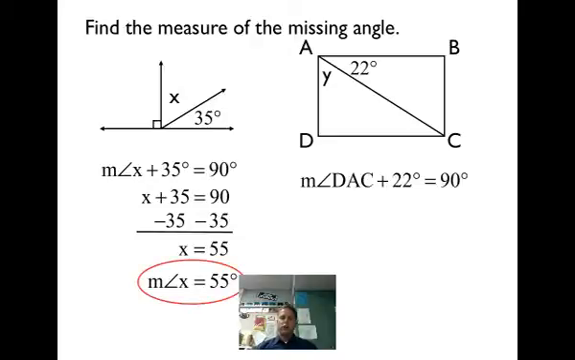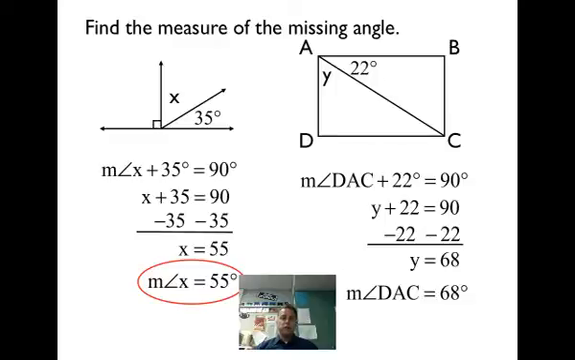So hopefully you started out with something like this. You might simplify it to y plus 22 equals 90. Subtract 22 from both sides to keep your equation balanced, and you get y is equal to 68. In other words, the measure of angle DAC is 68 degrees.